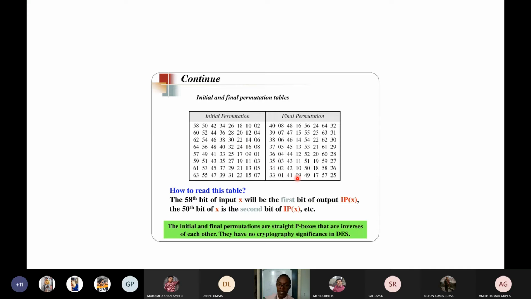The highest is 63. If the highest is 63, it means we start from position 0, because the position has to be n minus 1. Similarly, 63 positions starting from 0, because position 0 counts in array formulation. So as you can see, the 58th bit of input X will be the first bit. This is called permutation.